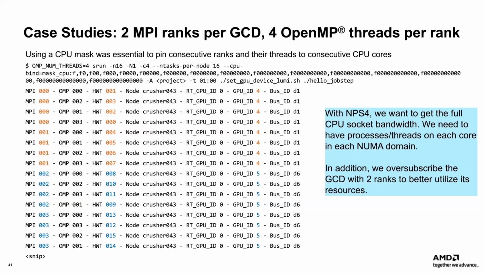And since these two ranks are using the same GCD, they're all running on the 8 cores that are closest to this GCD. So with NPS4, you want something like this. You want to have processes and threads on all the cores in each NUMA domain, and depending on your application, you may be able to oversubscribe the GPU.